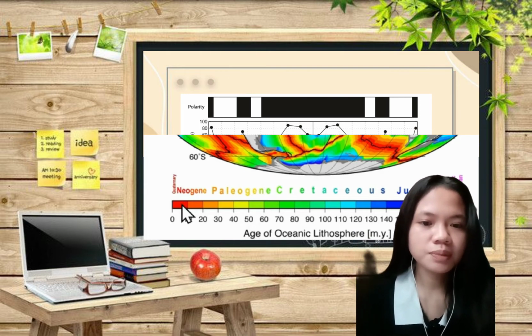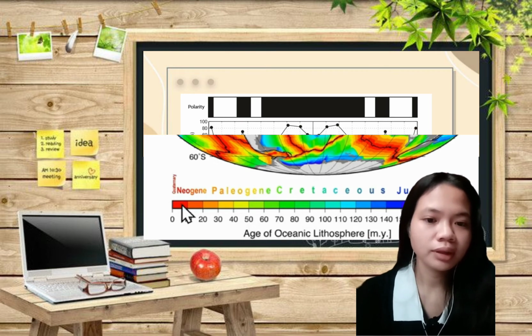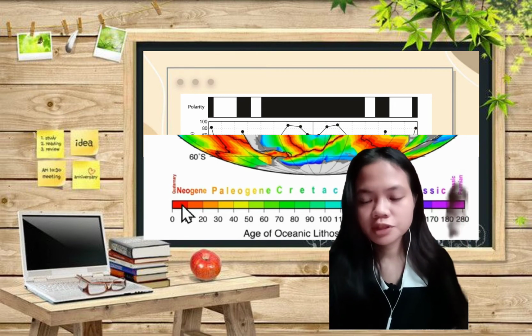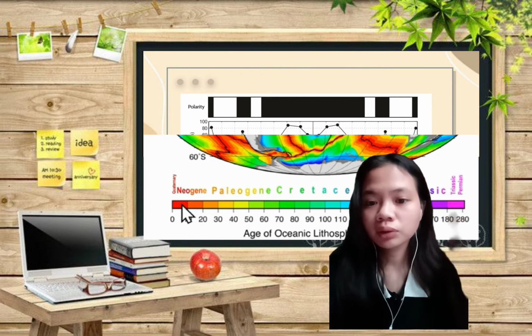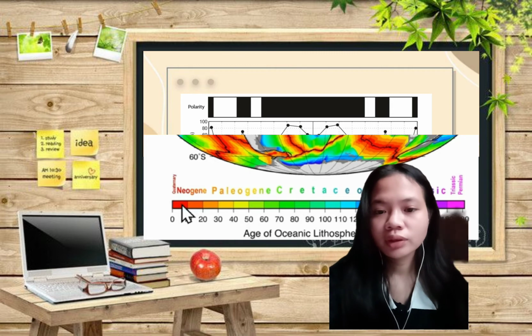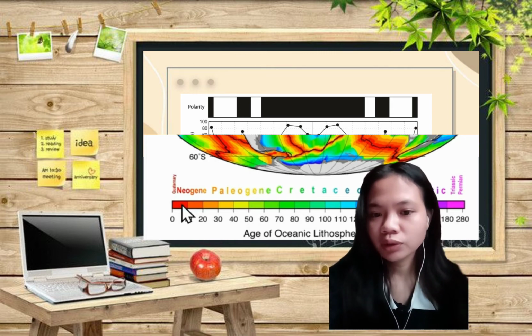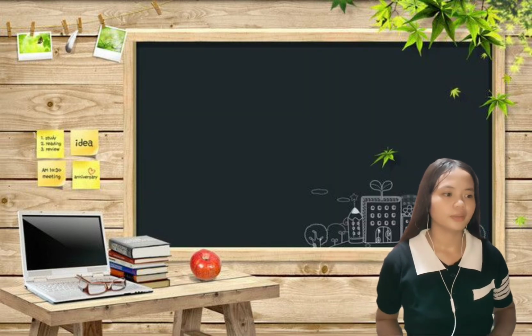The black stripes, which is the normal polarity, indicates that the north magnetic pole of the Earth is found in the North Pole or the North geographic pole of the Earth. While in reverse polarity, the north magnetic pole of the Earth is now found at the South geographic pole of the Earth. To understand more about magnetic striping, let's explore and do this activity. So what do you think is the connection of this to our topic?